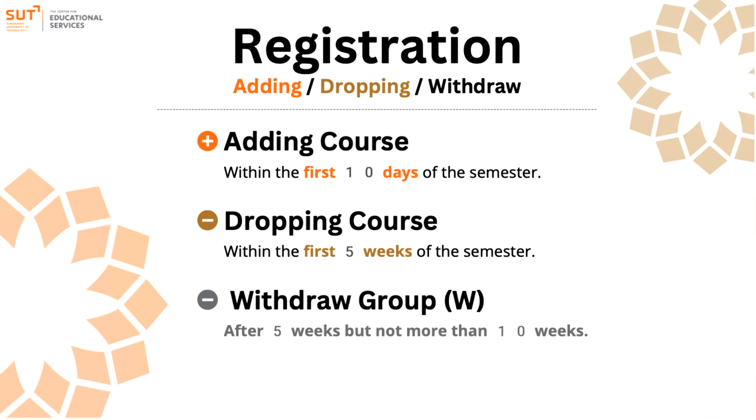Withdraw, group W: if you need to exit a course after that initial period, you can officially withdraw with a grade of W. This window opens after 5 weeks, but must be done no later than 10 weeks into the semester. Adhering to these structural timelines ensures your academic record remains accurate and helps you manage your course load effectively.